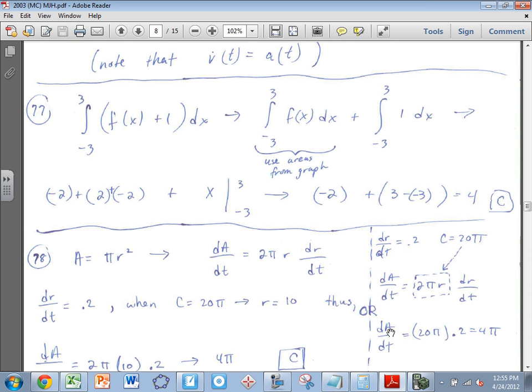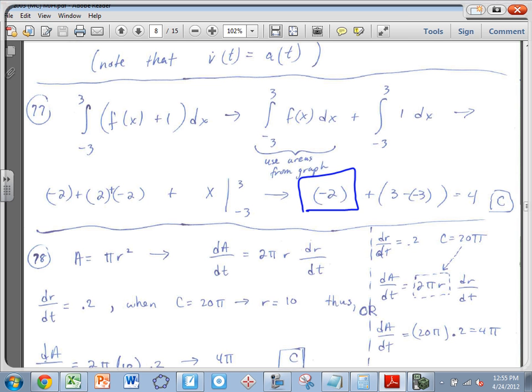You get negative 2. That's this part right here. That's the first part of the integral. This part turns out to be negative 2. Then you just have to integrate 1 from negative 3 to 3. Integral of 1 is just x from 3 to negative 3. Plug them in. You end up getting a 6 here. Negative 3 minus negative 3 is 6. This is going to become positive 4.